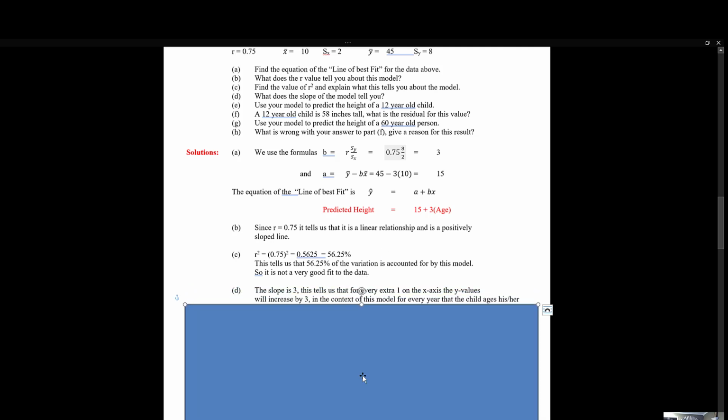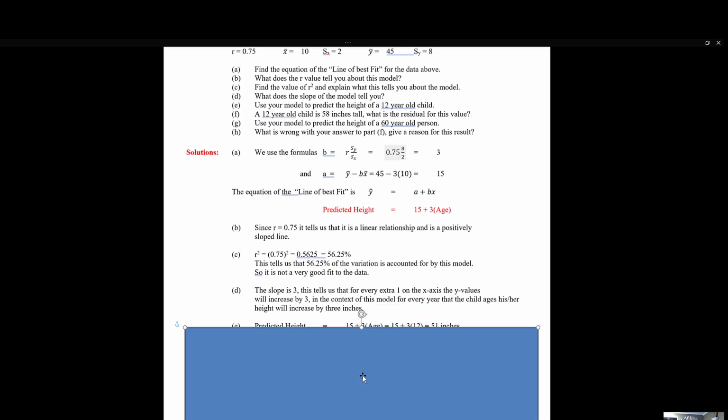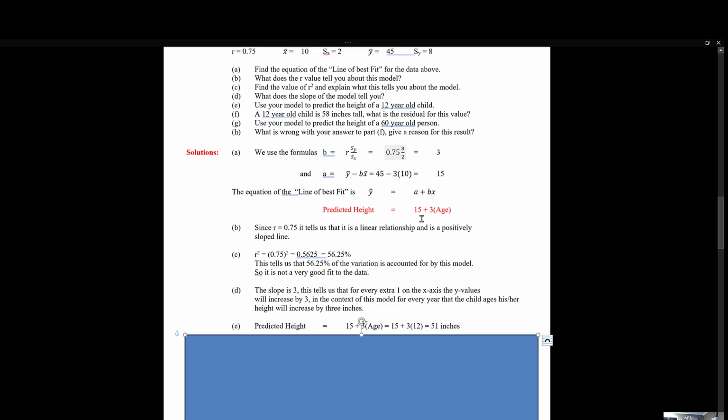Now you can actually interpret the equation as well, the 15 plus 3. The y-intercept, the 15, is typically the predicted value at x equals 0, right, the y-intercept. In this case you could say 15 inches would be the predicted height of a baby. Now the 3, the coefficient of x, what that's saying is that for every time x increases by 1, so in this case for every year older you get, the model is predicting that you would grow another 3 inches.